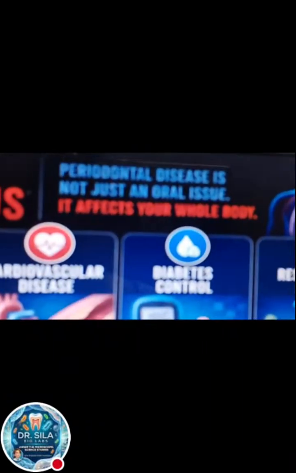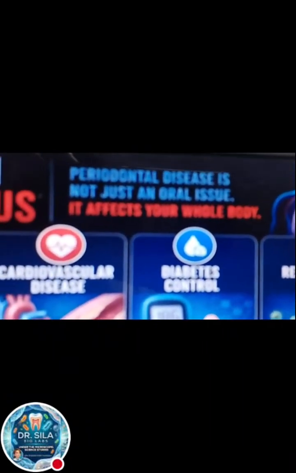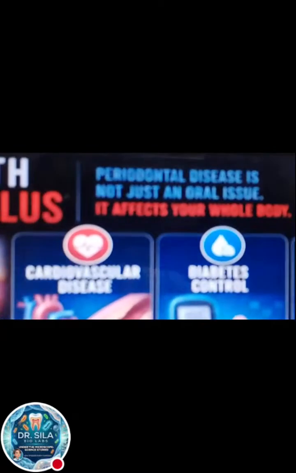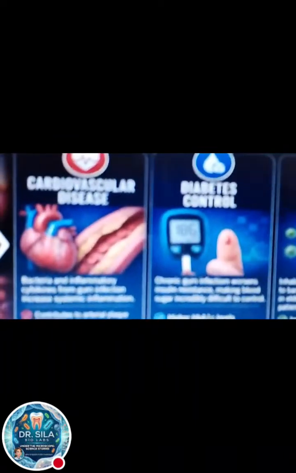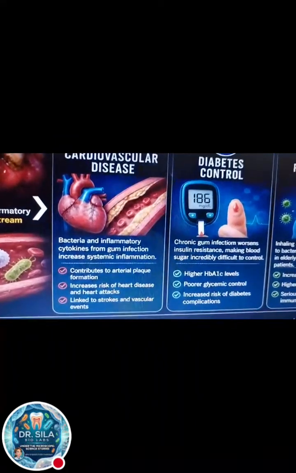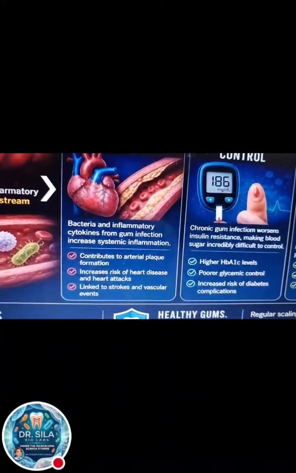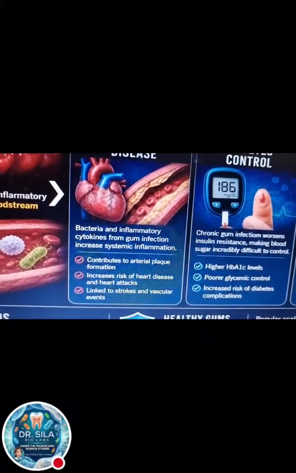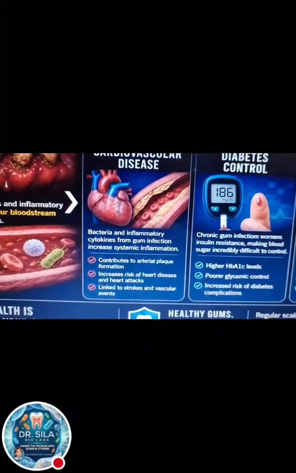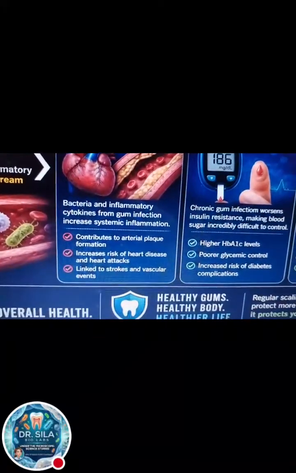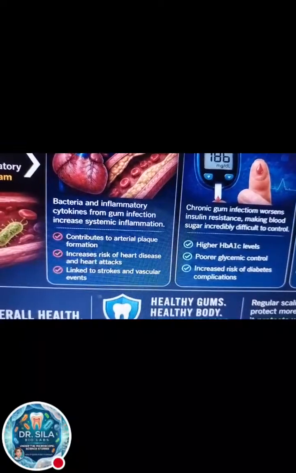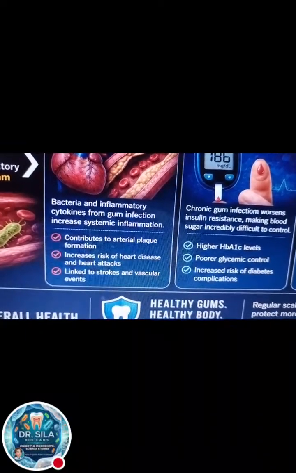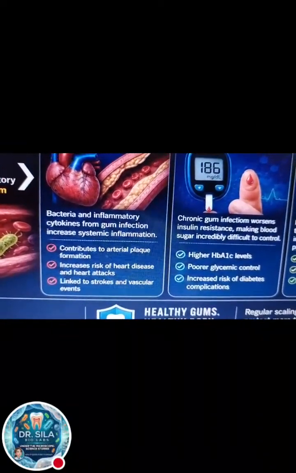So periodontal disease is not just an oral issue, it affects the overall health of the body. Cardiovascular disease: bacteria and inflammatory cytokines from the gum infection increase systemic inflammation. Cytokines contribute to arterial plaque formation, increasing the risk of heart disease and heart attacks, linked to strokes and vascular events.